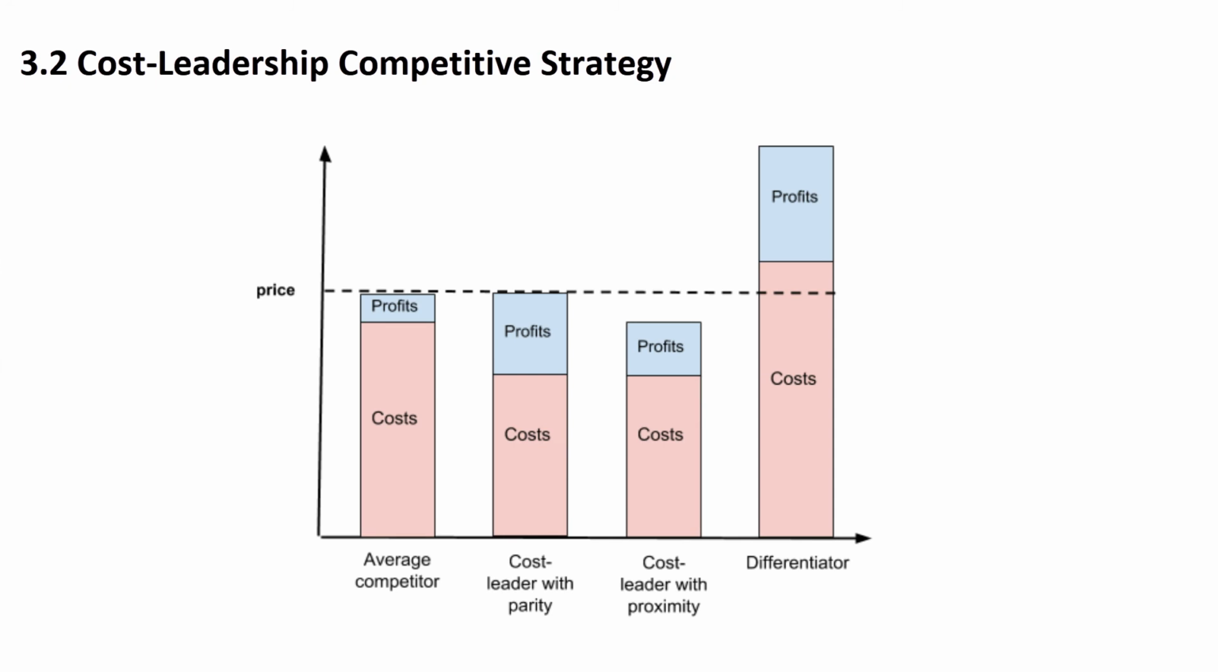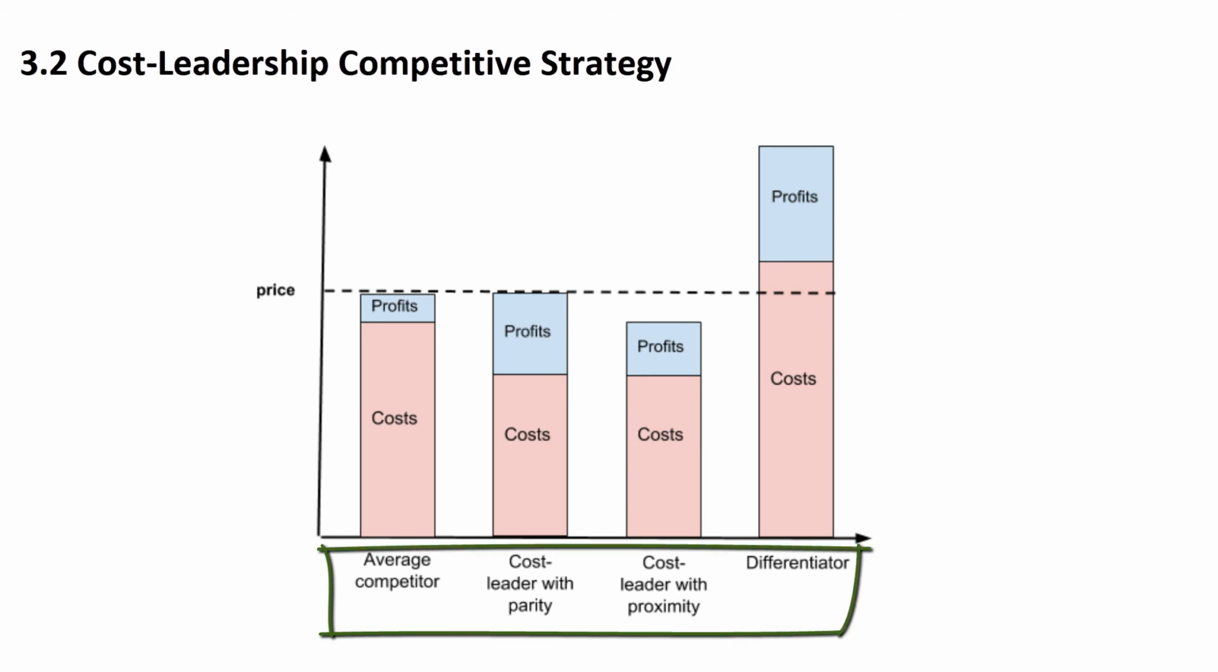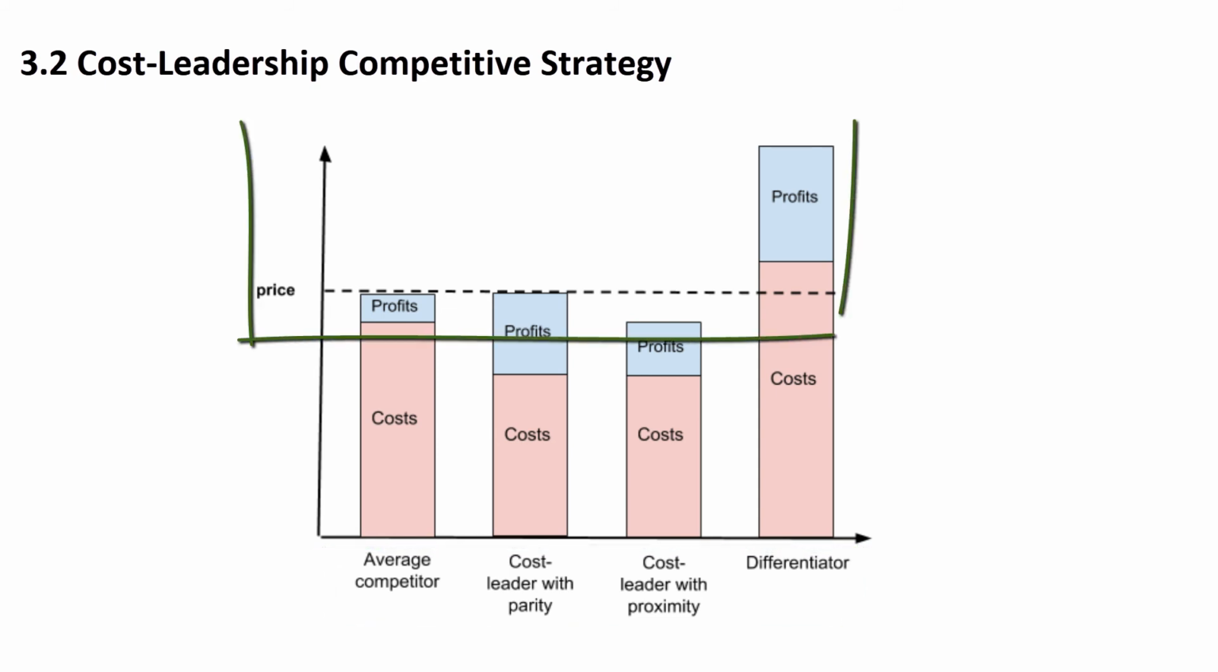This is an example of a market with 4 competitors. We see their strategies or positions highlighted on the horizontal axis: average competitor, cost leader with parity, cost leader with proximity, and differentiator. Look at the prices that these competitors offer. Differentiator offers much higher price, but probably a very differentiated and high quality product.